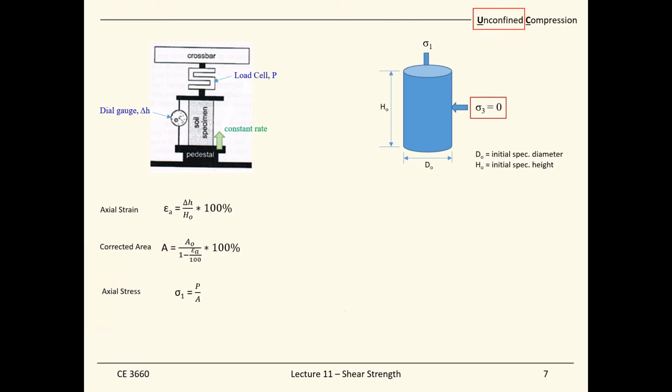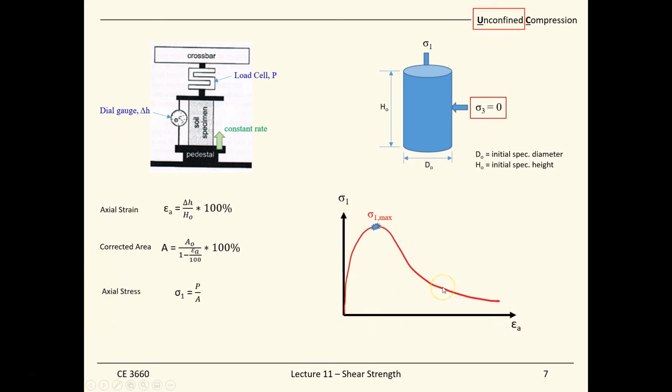And finally, we can find out sigma 1. Sigma 1 will be equal to the loading that you pick up from the load cell divided by the corrected area. Then we can find the axial stress, sigma 1. And with that, we can come up with the stress-strain curve for the tested soil sample. Again, for the stress-strain curve, sigma 1 will be a function of the axial strain.